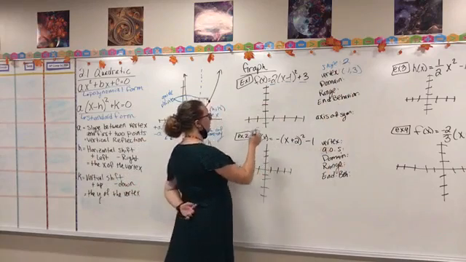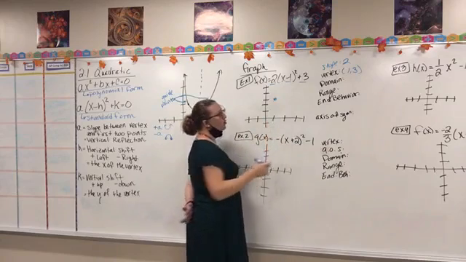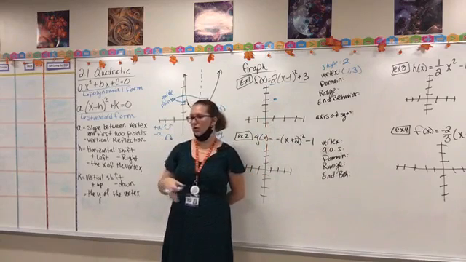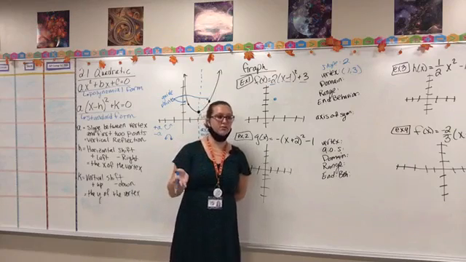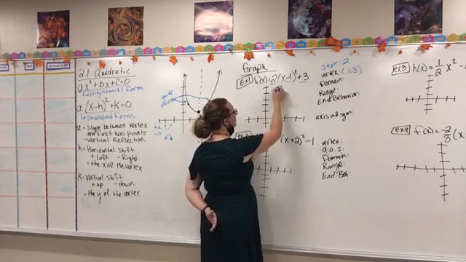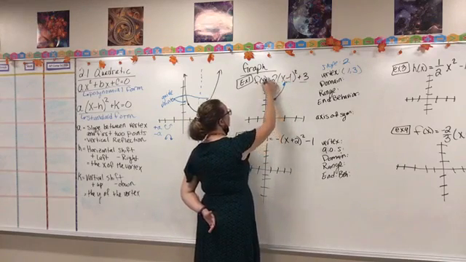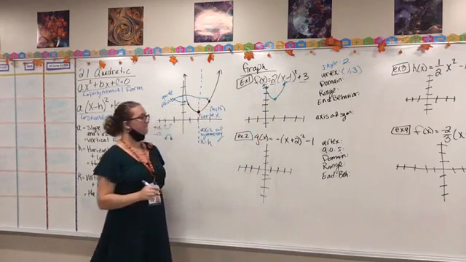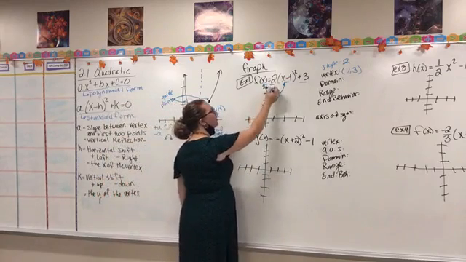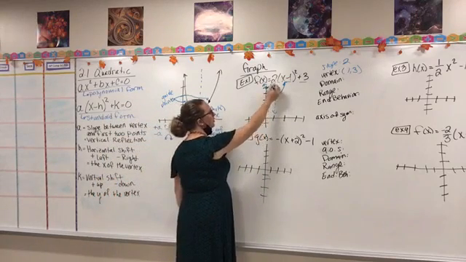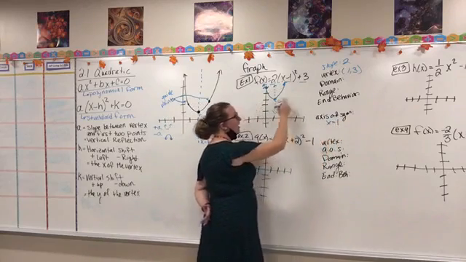So I'm going to plot my point over 1, up 3. And then my slope is 2. All slopes have to have a rise and a run. All whole numbers have a denominator of what? 1. So this has a rise of 2 and a run of 1. So I'm going to go up 2, and then left 1 and right 1. Then my axis of symmetry is there, and my axis of symmetry is x equals 1, because it always equals the h of your vertex.